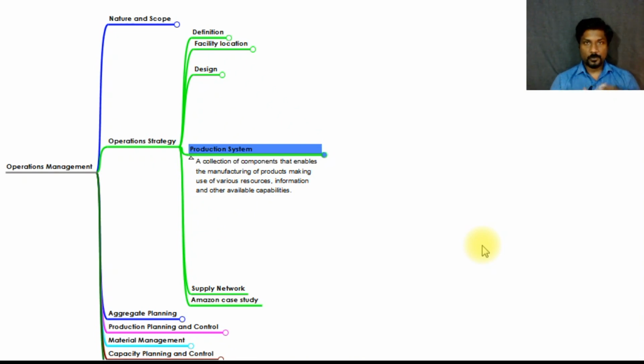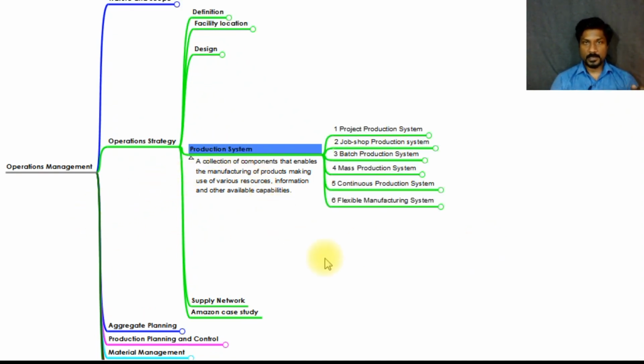There are different types of production systems based on the complexity of production, and based on the variety as well as the quantity of production. Production systems are categorized into these six, and we look at each. They are project production system, job shop production system, batch production system, mass production system, continuous production system, and flexible production system. Now, what is each type?